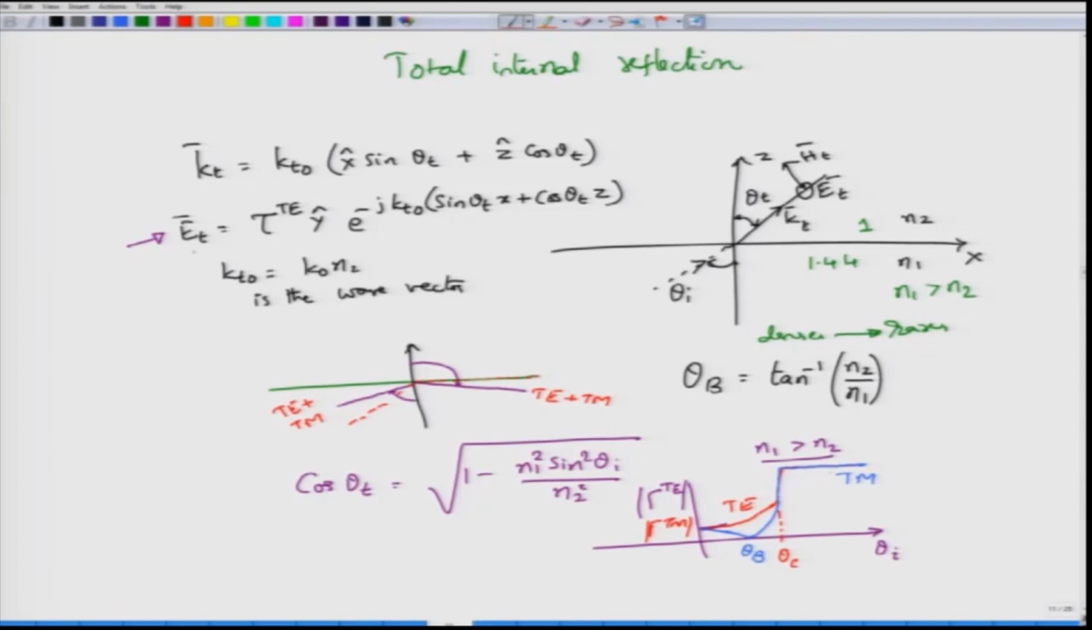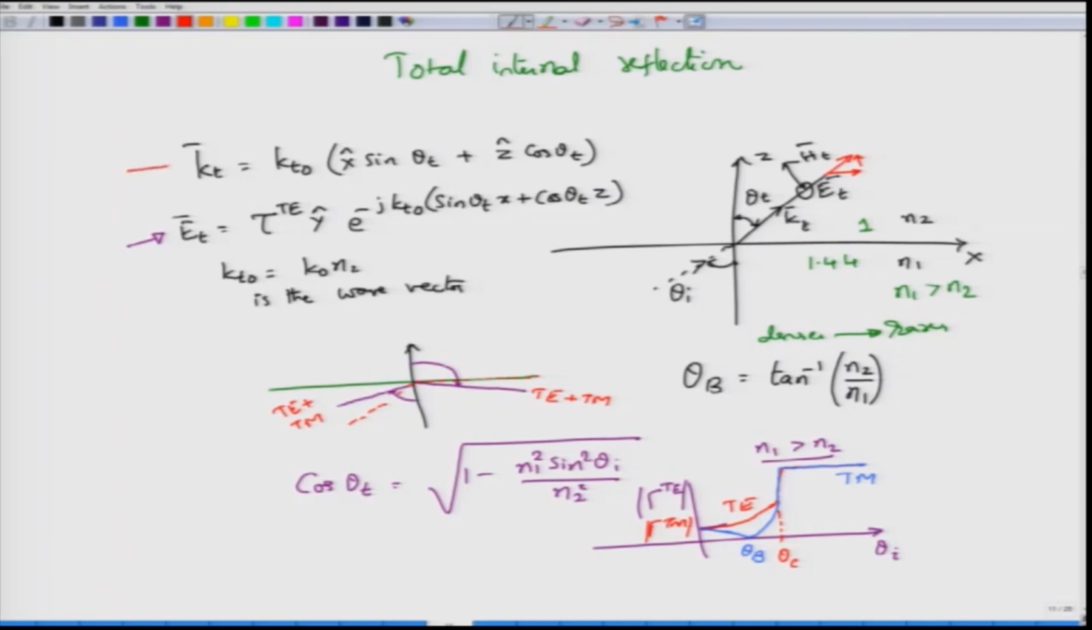Well, look at the transmitted field expression. I have e to the power minus j k_t dot r, and I know that k_t, the transmitted wave vector, is given by k_t0 (x hat sin theta_t plus z hat cos theta_t). That comes simply by decomposing this k_t vector into the horizontal x component, which would be sin theta_t, and the vertical component along the z axis, which would be cosine theta_t.